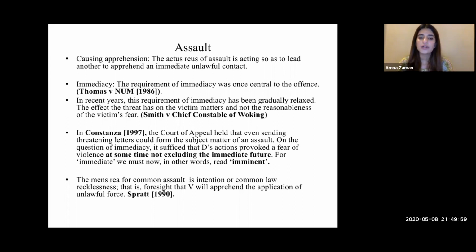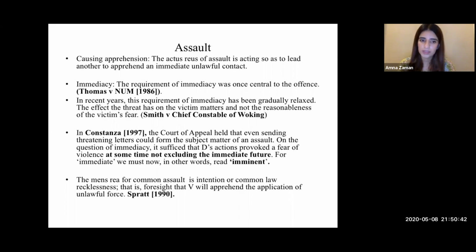In 1997, the authority of Constanza further clarified that threatening letters to the victim from the defendant could also be an assault. Now, when somebody is sending you a threatening letter, you're not expecting a situation where they're in front of you, so you get a threatening letter, and that results, let's say, in psychiatric harm. That still can be an offense under Section 47, or it could be assault if it doesn't even amount to any harm, because crimes against autonomy do not require proof of harm.